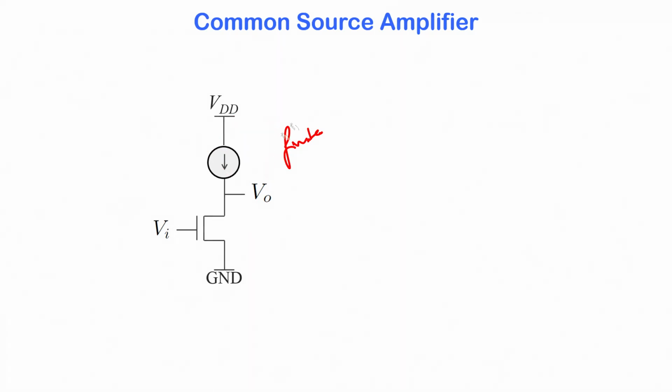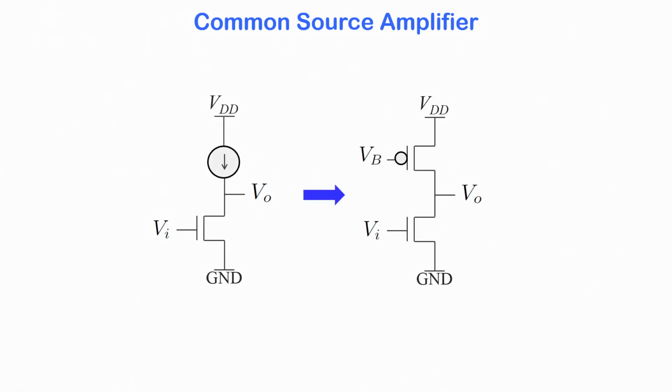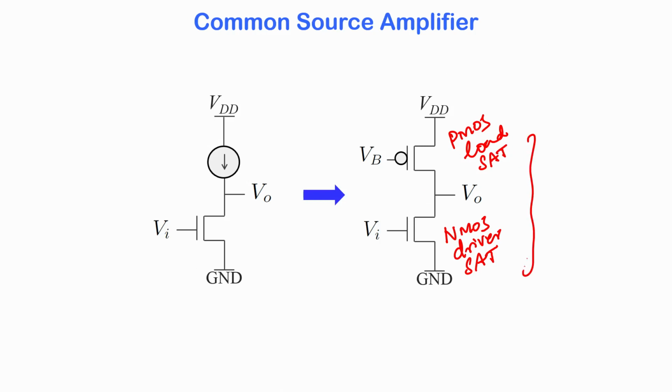So, from our knowledge of device physics, is there a device of that kind? The answer is yes, and the device is a complementary MOS device. So, you use an n-MOS driver which is biased in saturation, and we use a PMOS load which is also biased in saturation. And this structure is supposed to be an amplifier that has got very high gain.